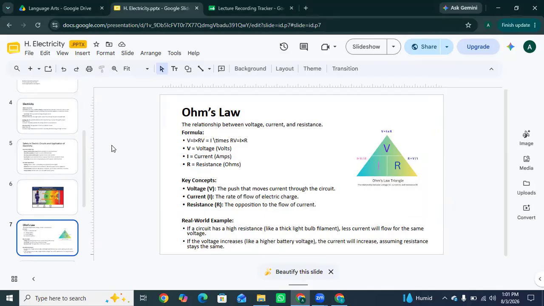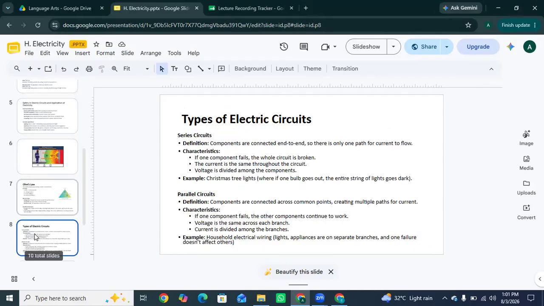Here we have a real world example. If a circuit has high resistance, like a thick light bulb filament, less current will flow for the same voltage. And if the voltage increases, like a higher battery voltage, the current will increase, assuming resistance stays the same.